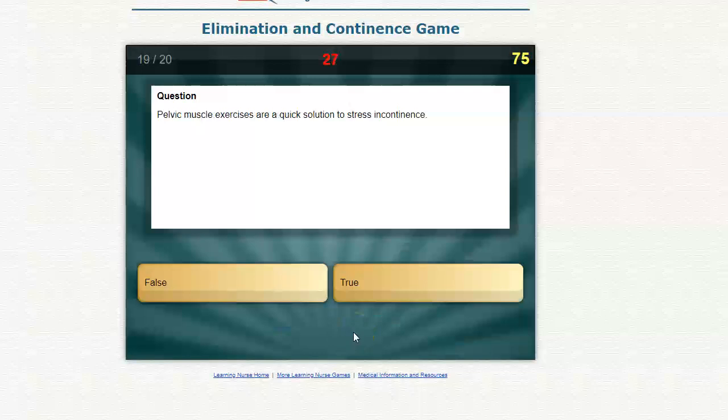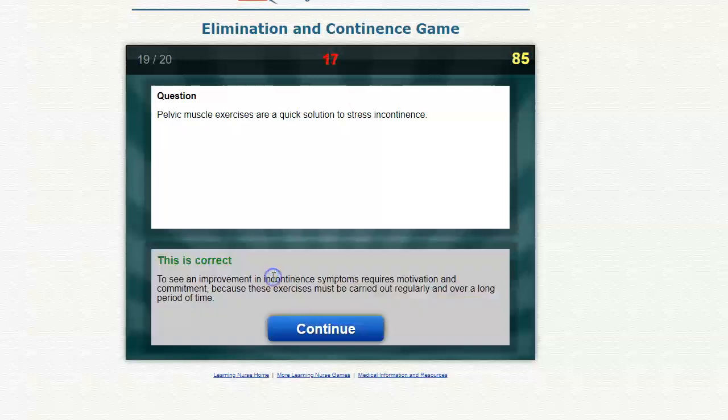Pelvic muscle exercises are a quick solution to stress incontinence. Remember, every word must be true to make it a true statement or a false statement. That's false. To see an improvement in incontinence symptoms requires motivation and commitment because these exercises must be carried out regularly and over a long period of time.